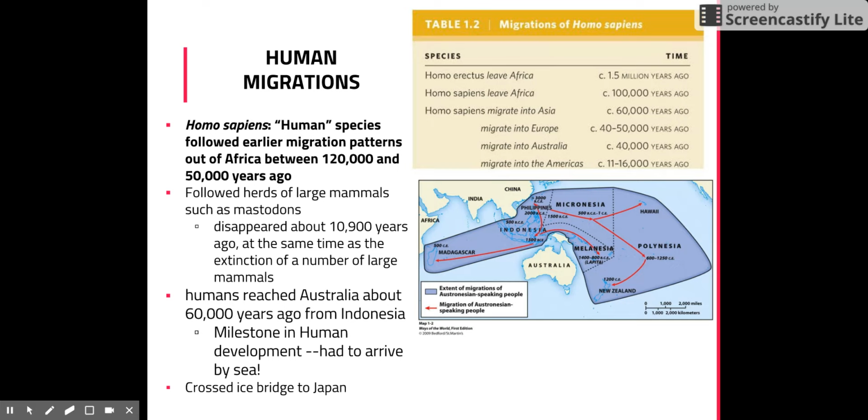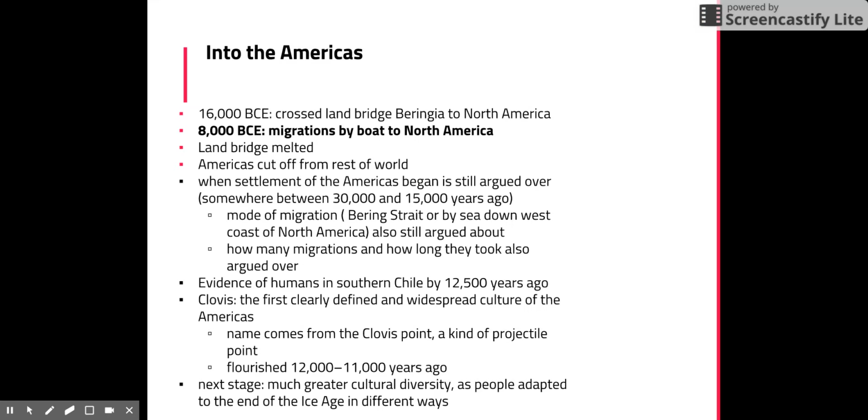When humans reached Australia, that is a major milestone because it implies that humans had to create boats and they traveled by sea to Australia. In order to arrive in Japan, they crossed the ice bridge, and in Beringia in the Americas, they also crossed the land bridge. But it's interesting because they do believe that some of the last migrations into the Americas were done by boat.